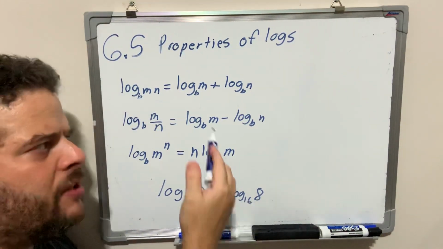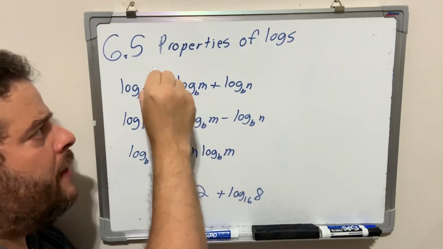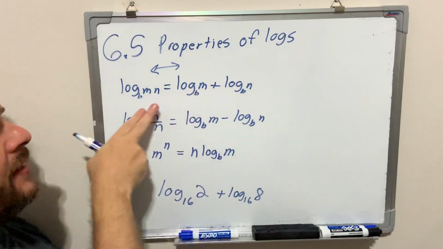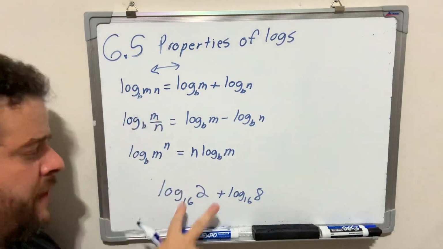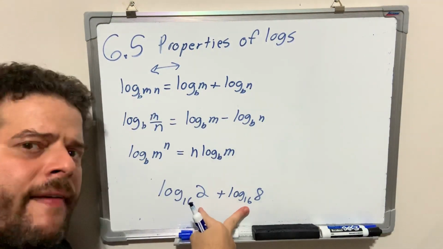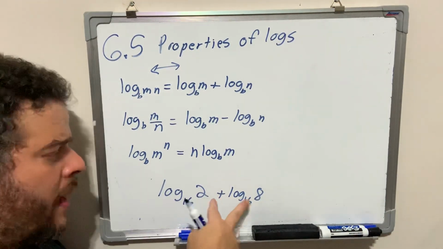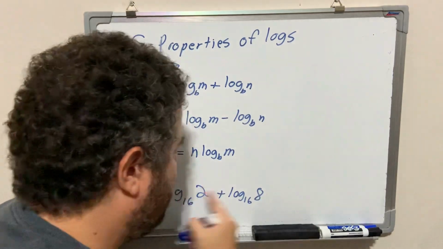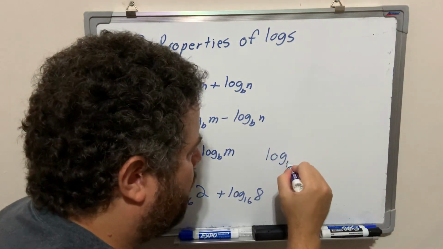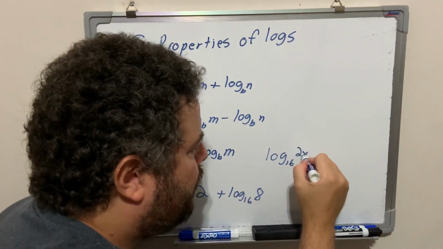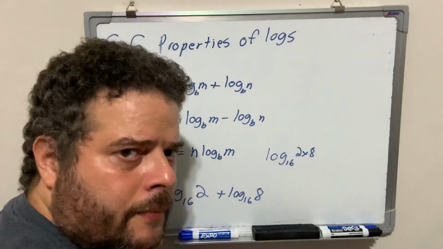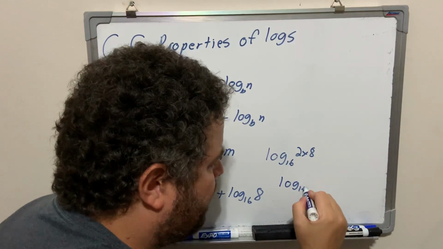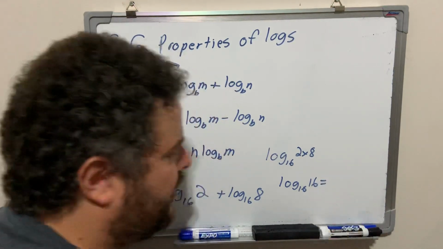Well, let's use these properties. You know, this is a bidirectional process. You can also condense them into products if they have the same base. They both have the same base. So I can put this addition together as a multiplication. So I can turn this into log base 16 of 2 times 8. And 2 times 8 is 16. So that turns into log base 16 of 16.